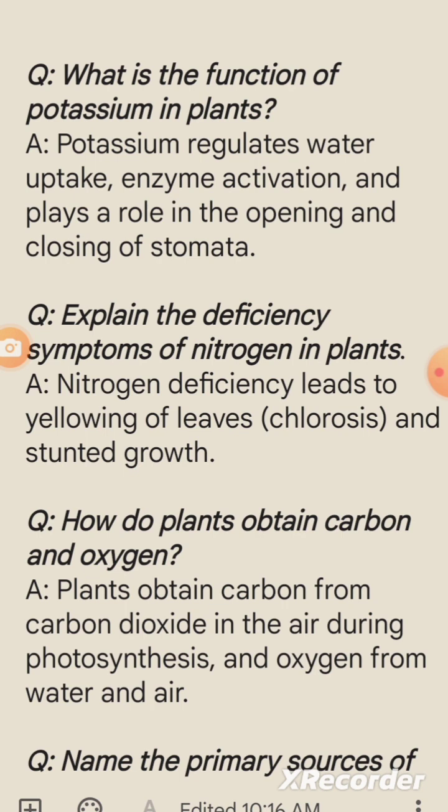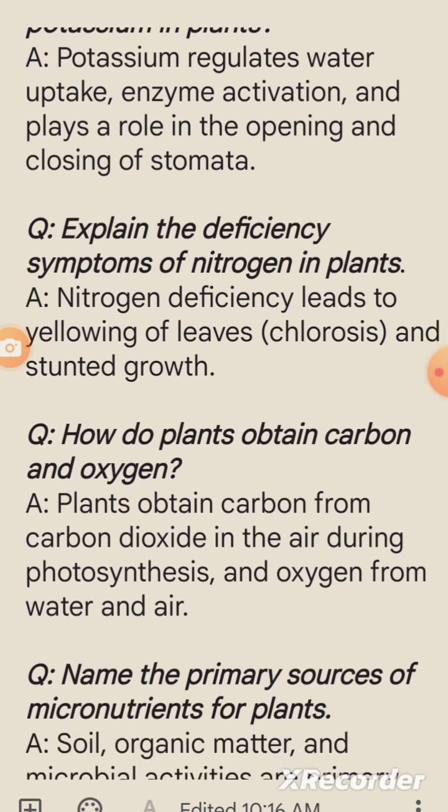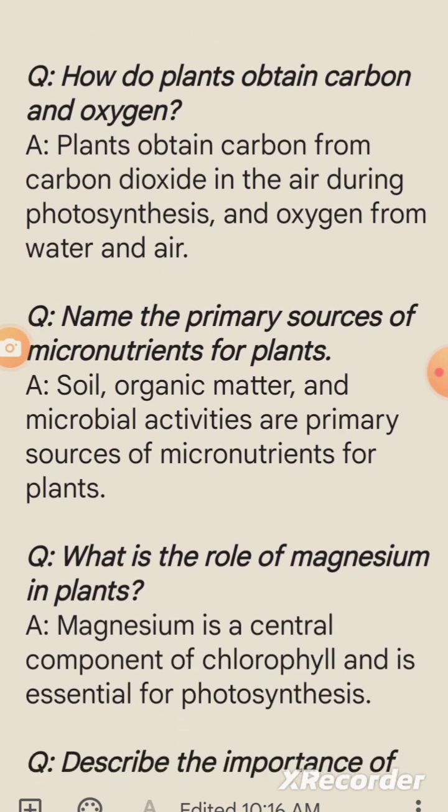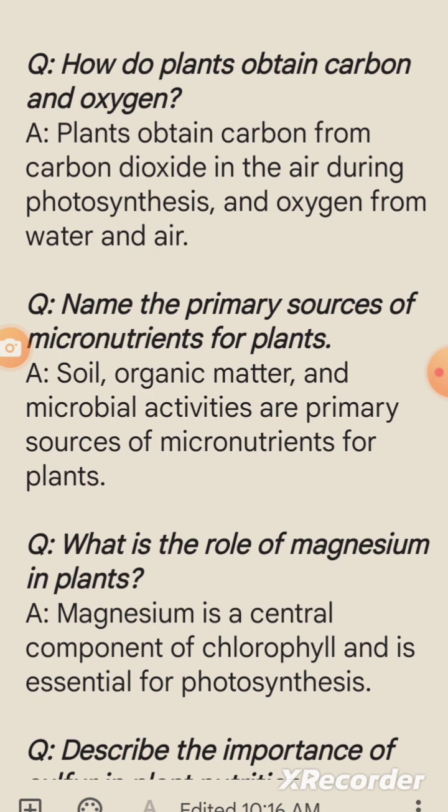Question: how do plants obtain carbon and oxygen? A. Plants obtain carbon from carbon dioxide in the air during photosynthesis and oxygen from water and air. Question: name the primary sources of micronutrients for plants. A. Soil, organic matter, and microbial activities are primary sources of micronutrients for plants.